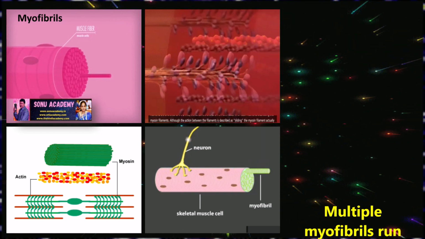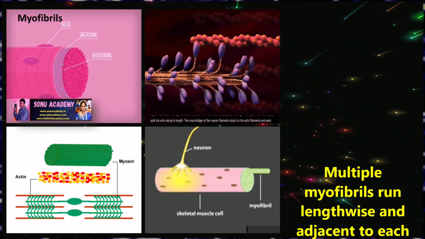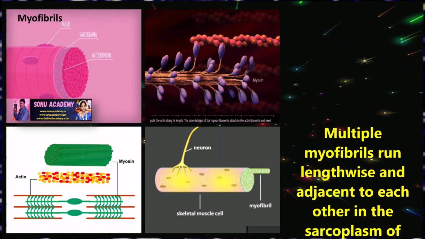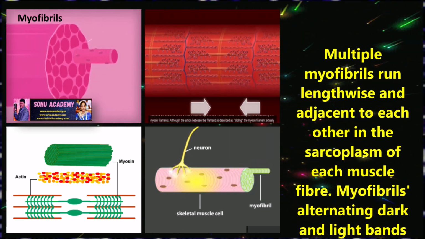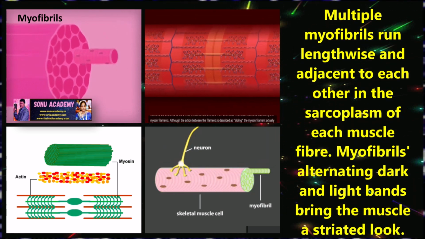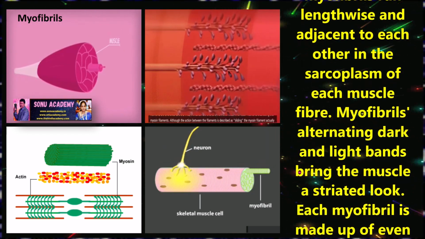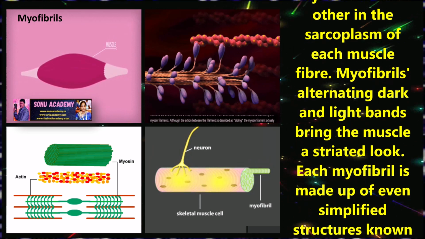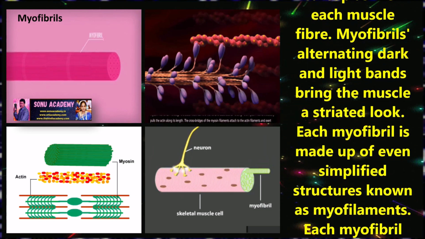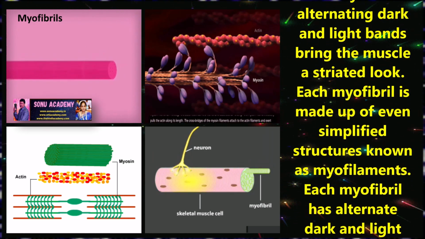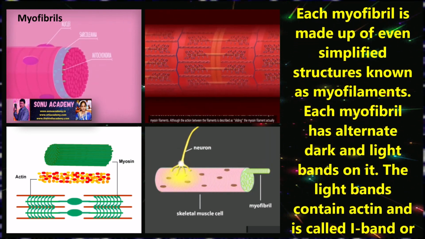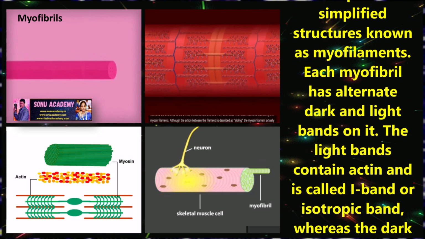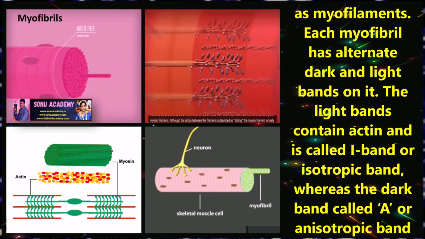Children, let us discuss myofibrils. Multiple myofibrils run lengthwise and adjacent to each other in the sarcoplasm of each muscle fiber. Alternating dark and light bands give the muscle a striated look. Each myofibril is made up of even simpler structures known as myofilaments. Each myofibril has alternate dark and light bands on it.